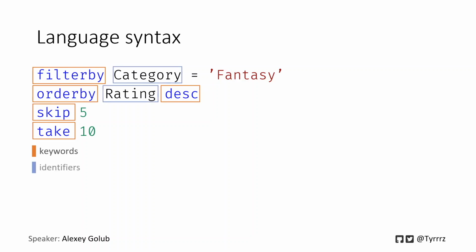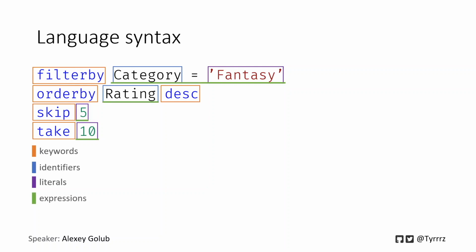Besides that, we also have identifiers, which reference a specific property on the objects we're dealing with. Using identifiers, we can filter and order items by the actual values of their properties. Then, of course, we also have literals, which are essentially just constants. In our language, we will have integer literals, just like the ones used in skip or take, string literals, just like the one in filter, or float literals, which are not really shown here.